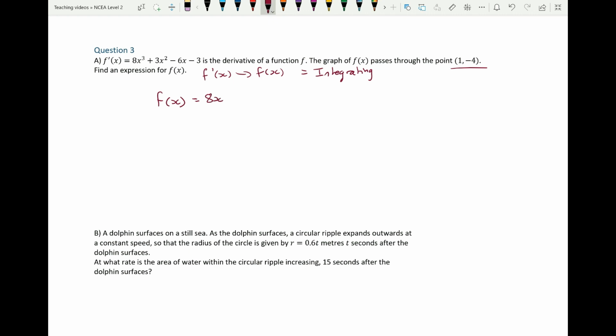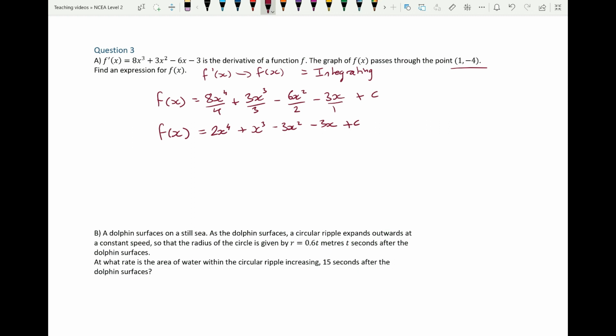I'm going to add 1 to the power and divide by the new power. I like to do this, and then we'll just simplify it in the next step. Sometimes you're lucky, like in this case, and everything will divide nicely, but that doesn't always happen, of course. So let's simplify all of this. That's going to give us 2x to the power of 4 plus x cubed minus 3x squared minus 3x plus c.